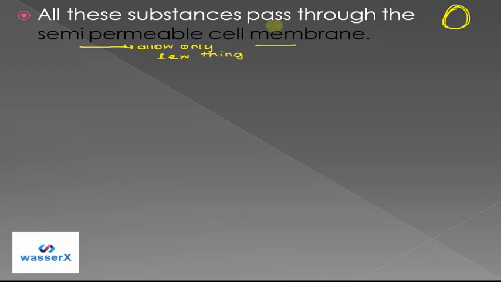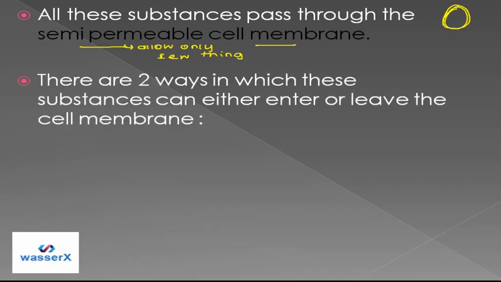So all these substances that come inside the cell or go outside the cell pass through the semi-permeable membrane. And for this transportation, there are many mechanisms. So we can say that there are two ways in which these substances can either enter or leave the cell membrane. Which are the two ways?